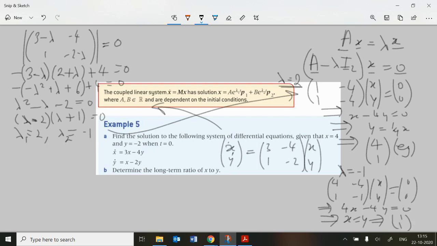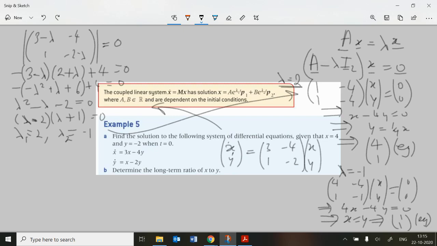Okay, so that's again an example of this one here. So that's our other eigenvector. Okay, so what have we done so far? We've found the eigenvalues, and the eigenvectors. And now we just need to find A and B. So let's set this one up.